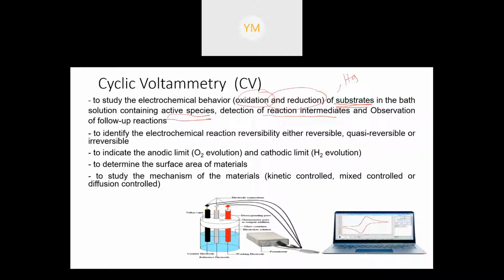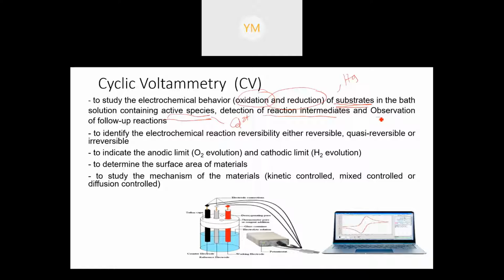Okay, in bulk solution containing active species, for example, if you are going to determine cadmium, you will plot the polarogram for DME. But for CV, you will know the process of reduction as well as oxidation on the substrate. Substrate could be mercury, platinum, carbon, or whatever conducting material.